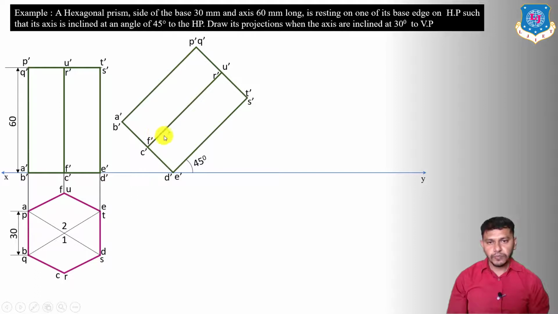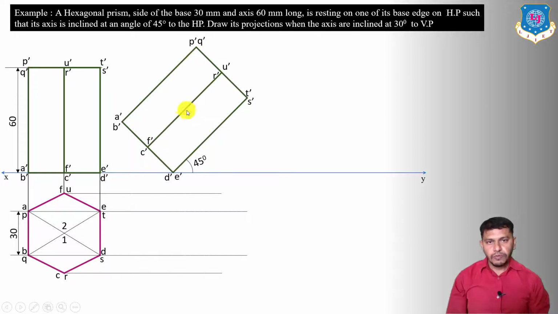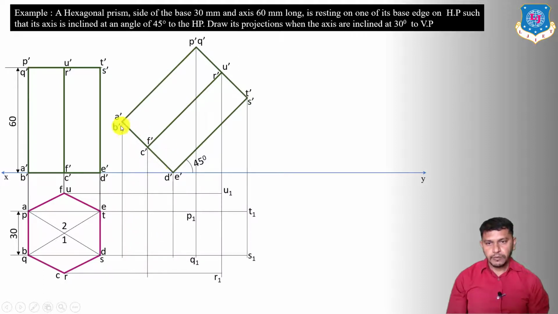Now we have to draw the top view. To draw the top view, first of all we have to draw the locus from FU, AP and ET, BQ, DS, and CR. Now we have to draw the projectors from the top face and the base. So draw the projectors from the top face like this. This will be P, Q, R, S, T, U, so P1, Q1, R1, S1, T1, U1. Now we have to project the base also like this. This will be the projectors of AB, CF, and DE. So here we will get A1, B1, C1, D1, E1, F1.